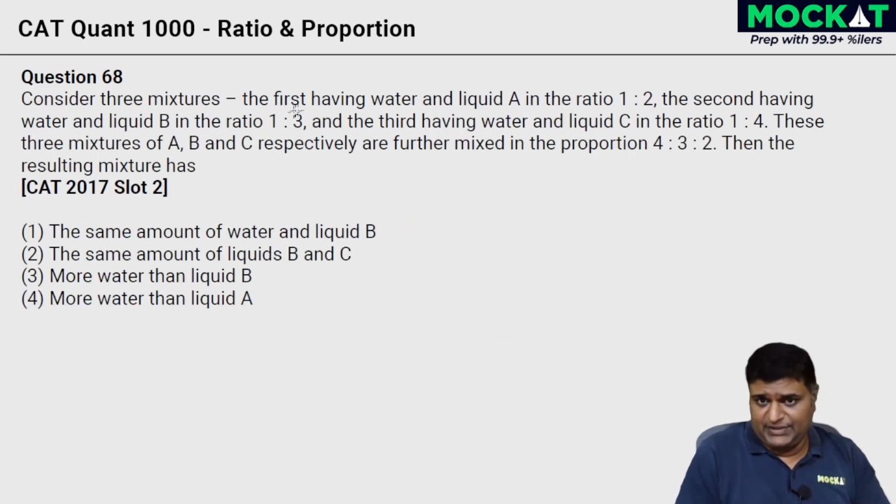Consider three mixtures, the first having water and liquid A in the ratio 1 is to 2, the second having water and liquid B in the ratio 1 is to 3, and the third having water and liquid C in the ratio 1 is to 4. So water is there everywhere, and then there's some liquid A, liquid B or liquid C. Fine. Now these three mixtures of A, B and C respectively are further mixed in the proportion 4 is to 3 is to 2. Then the resulting mixture has what?